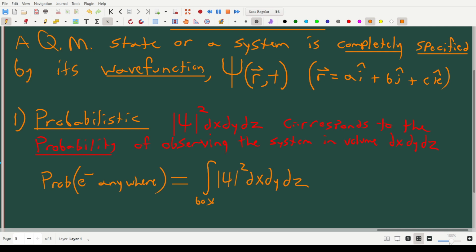Well, the answer for that should be 100%. If the particle's in the box, then there's a 100% chance of finding it somewhere. Probability runs from 0 to 1; chance runs from 0% to 100%, and probability is chance divided by 100%. So what should this be? This should be 1.